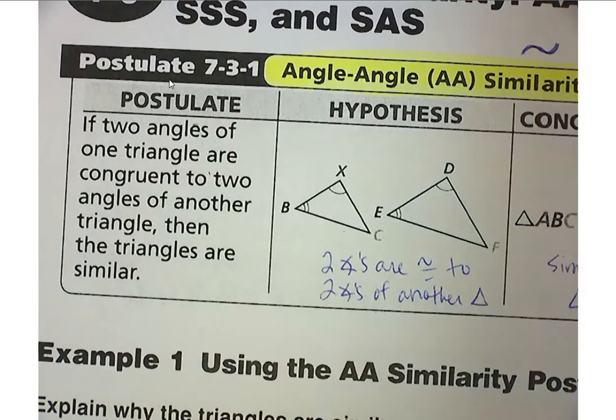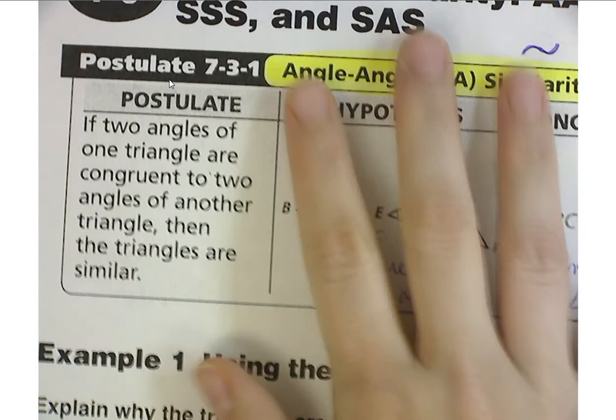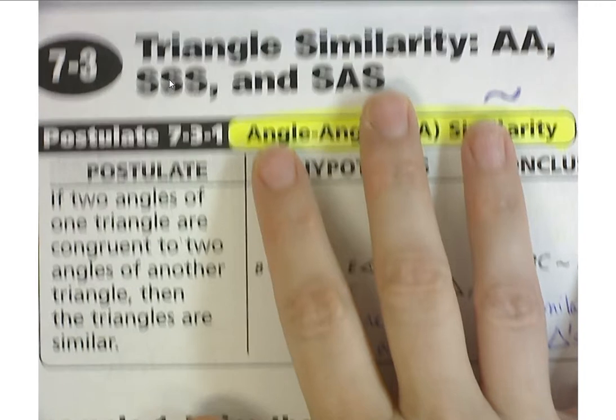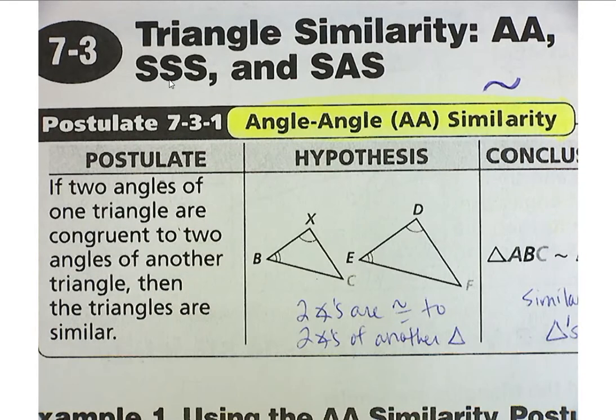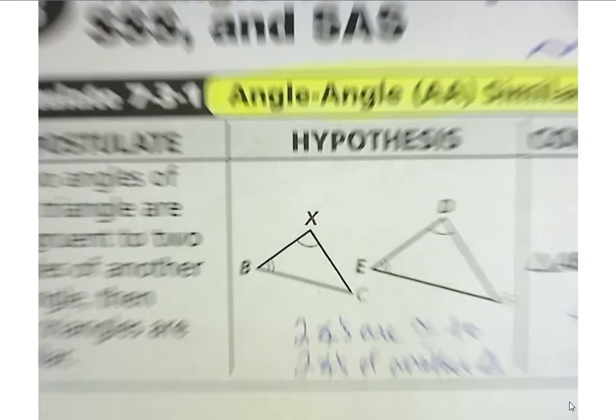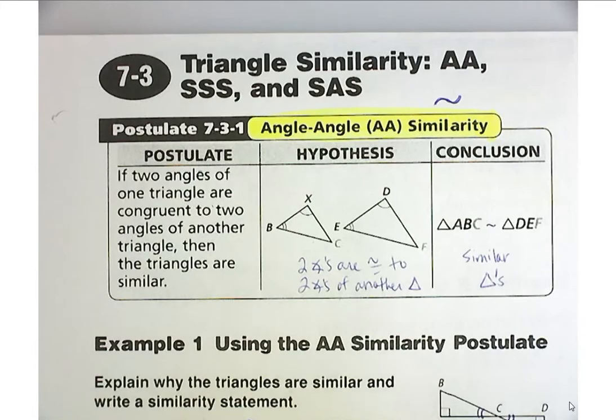Today we're going to start 7-3, which is triangle similarity. So the first rule we're going to talk about is the angle-angle similarity statement.